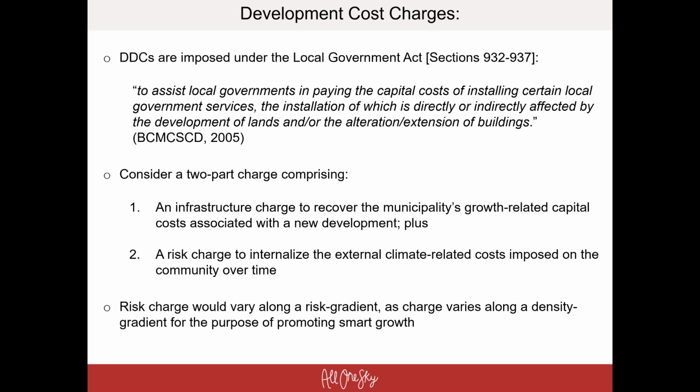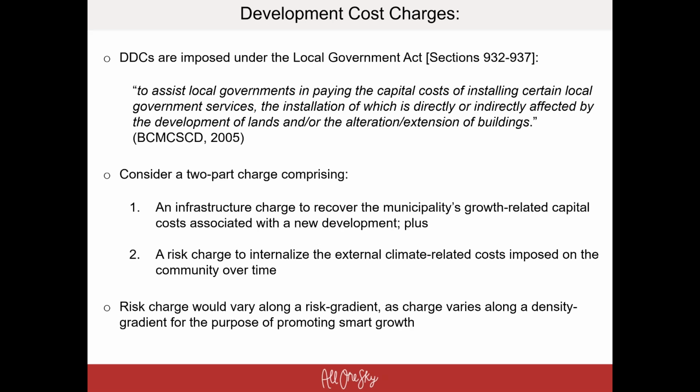And the idea is that the risk charge would vary along a risk gradient in much the same way as some of the charges at the moment vary along a density gradient for the purpose of promoting smart growth. And in that way, if the developer were to design the development to minimize risk, then he would pay less on the development cost charges, and the more risk to which the community was exposed within the new development, the higher the charge would be.